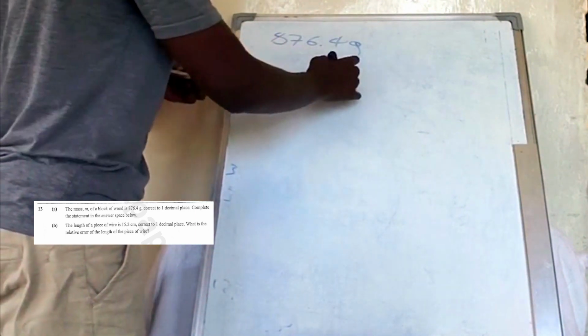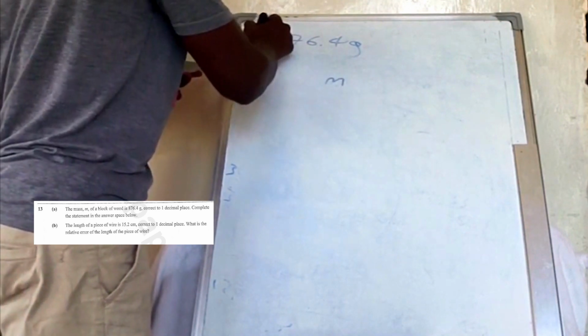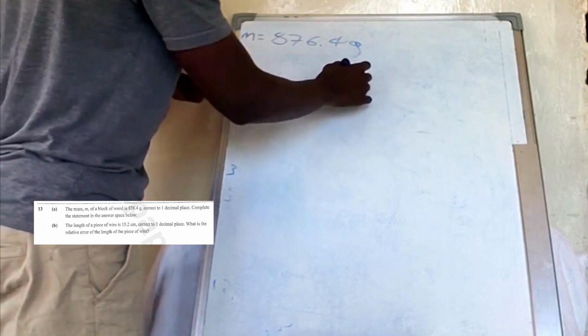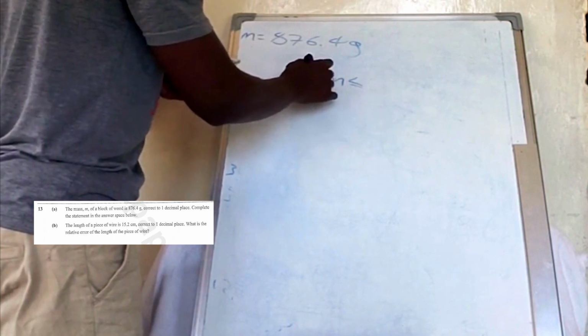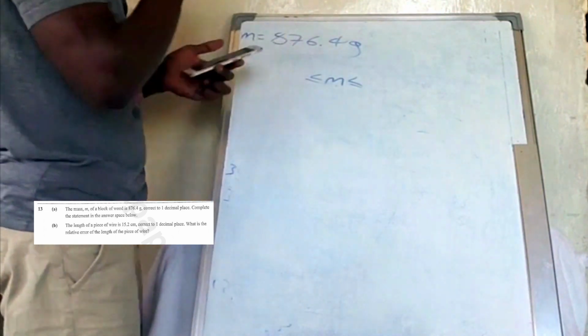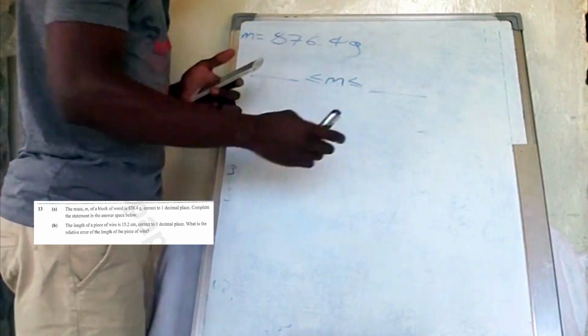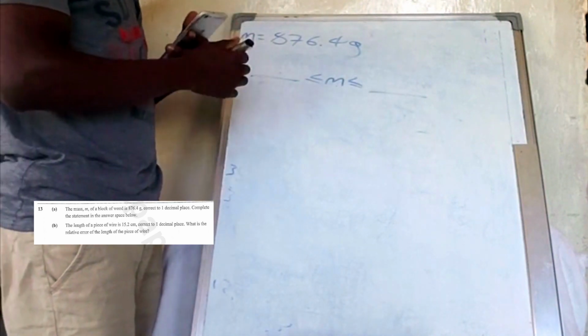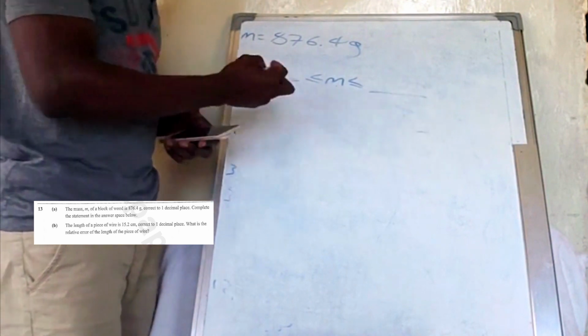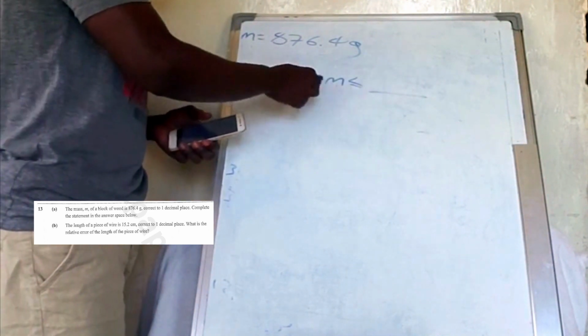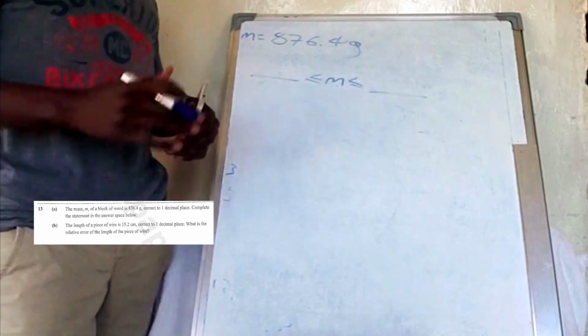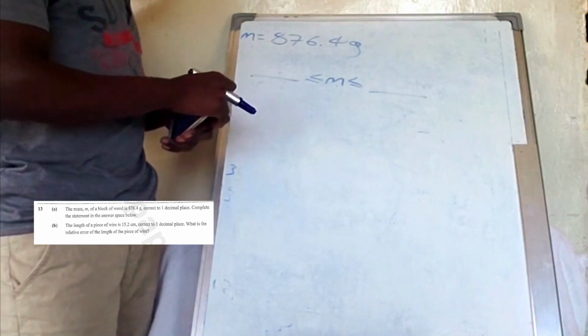So in the answer space, you've got M. This is M equals, you've got M, you've got less than or equal to, greater than or equal to. And we've got dashes this side. So the question is simply asking us to find what should be on either side of this statement. We've got M is greater than or equal to, less than or equal to. So how do we do this?